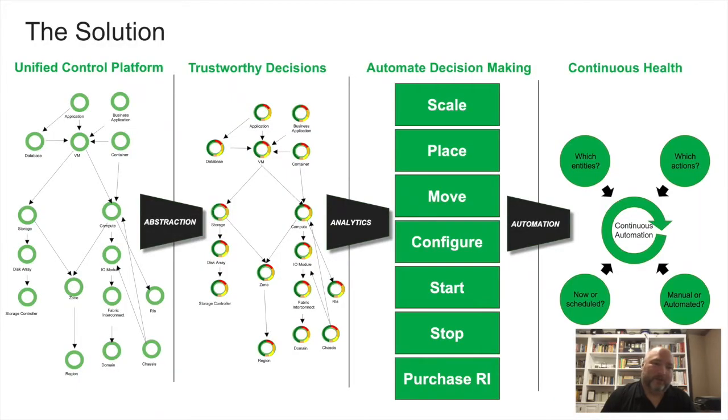And the way that we solve it is through a unified control platform. So again, the first thing that we do is you give us credentials into your environment, whether that's on-prem or the public cloud, at the virtualization tier, at the physical tier, at the application tier, and we'll discover everything that you have completely agentlessly, again, through remote APIs.